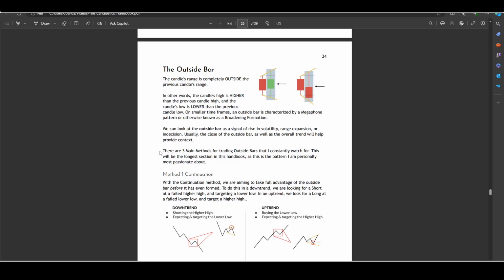There are 3 main methods for trading outside bars that I constantly watch for. This will be the longest section in this handbook, as this is the pattern I am personally most passionate about. Leeland loves this candlestick pattern. I can't get him off it. And for good reason too. I mean, it has really cool rules.